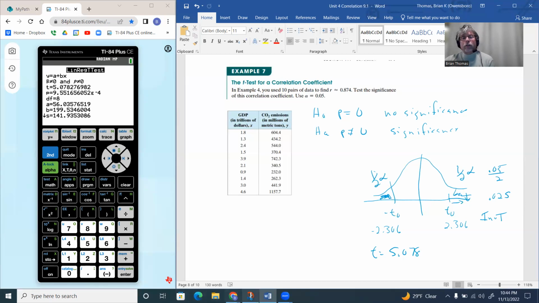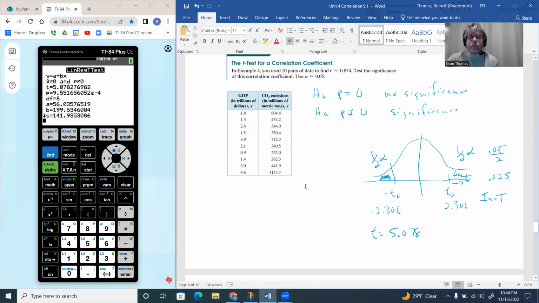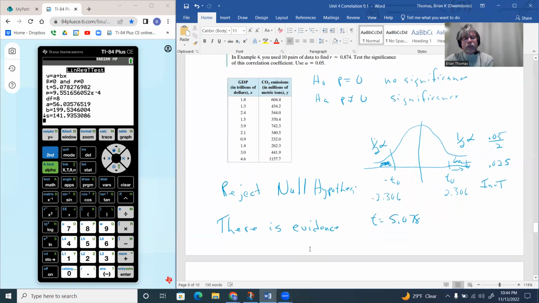So that's what we're concluding, because it looked like it was going to be linear. We would reject the null hypothesis. And remember, by rejecting it, we're saying there is significant evidence of a linear relationship there. So there is evidence, or a significant relationship there.